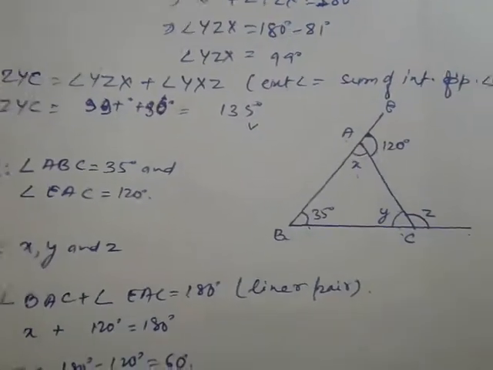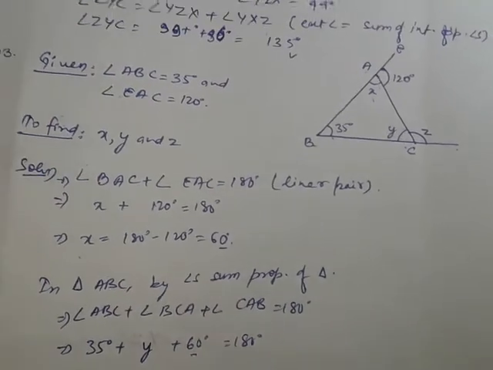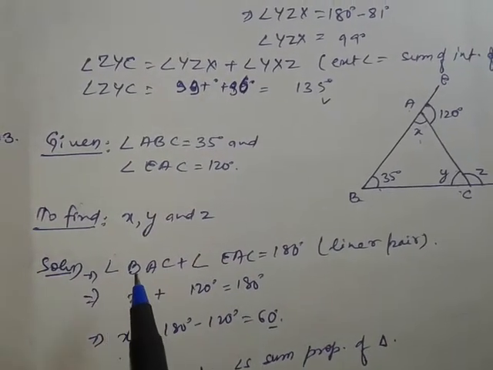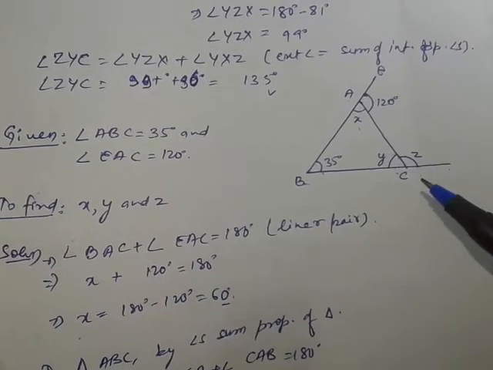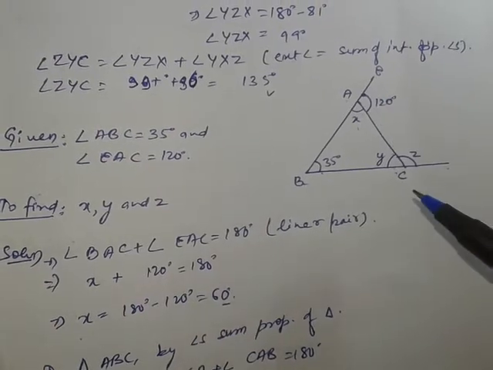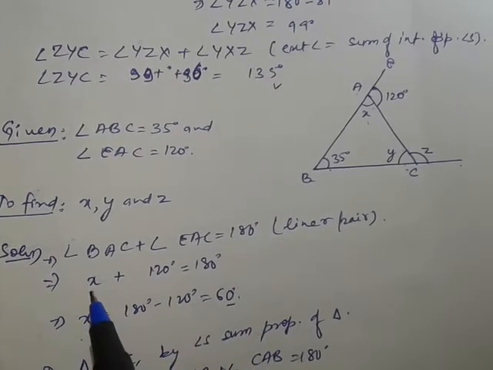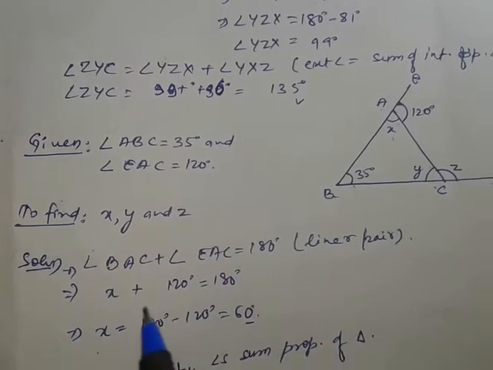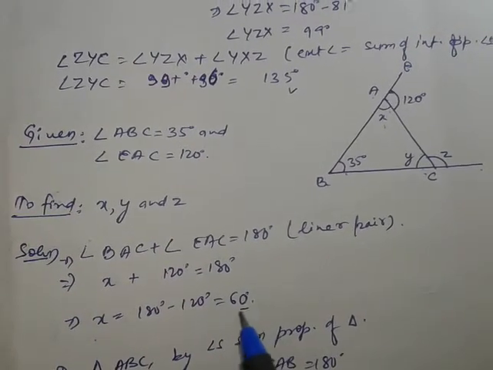So first of all, you have to make this figure here. I have made the figure here. What is given to us, I have written here, and what we have to find, I have written in the solution. So first I write BAC plus angle EAC equals 180. That is a linear pair. Here we give the value, x plus 120 is 180. So x equals 180 minus 120, that is 60 degrees.